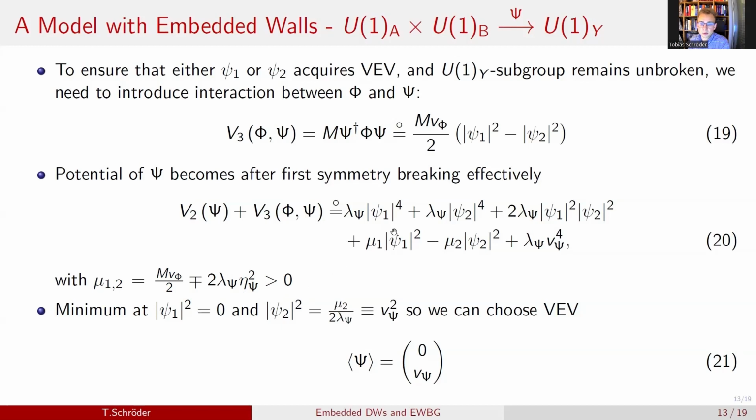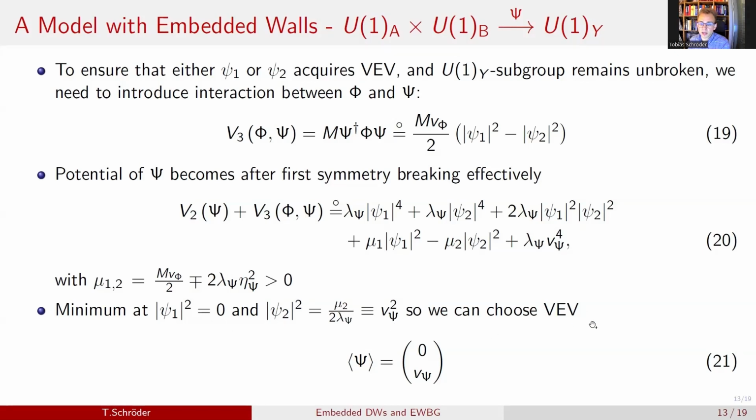In this case, the prefactors of the quartic and the quadratic term of the psi1 field are both positive, and psi1 will not acquire a non-vanishing vacuum expectation value. For the psi2 field, however, the quartic term has a positive prefactor and the quadratic term has a negative prefactor, which means that the vacuum expectation value will not be at psi2 equals 0. More precisely, we know that the vacuum expectation values are in such a way that psi1 is equal to 0 and psi2 will be equal to v psi.